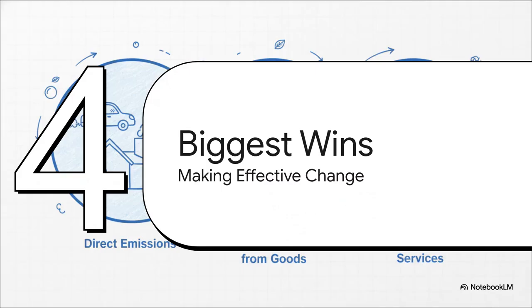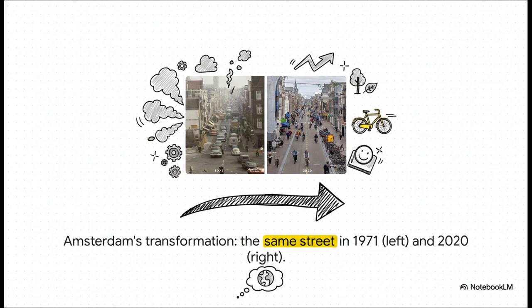So now that we have this framework, scope 1, scope 2, and scope 3, we can finally stop guessing. We can actually start to see where the real high-impact changes can be made. And you know what's really inspiring? It's that huge, large-scale change is totally possible. Just look at this. It's an incredible transformation in Amsterdam. On the left, you've got a street just choked with cars back in 1971. And on the right, that is the exact same street in 2020, completely redesigned for people and bikes. This is what can happen when we focus on bigger, systemic solutions.